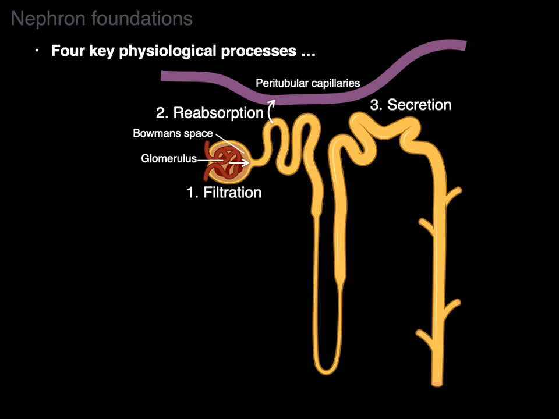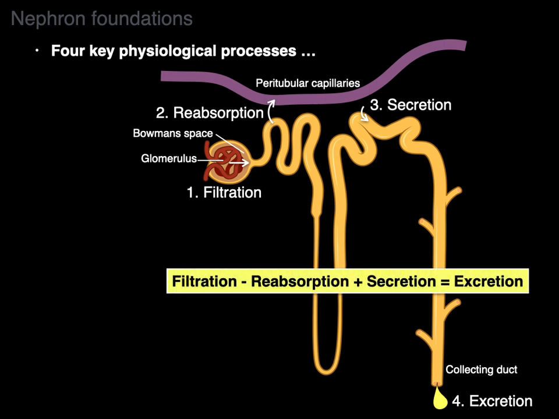Whereas secretion is the secretion of solutes into the tubular fluid. And excretion is when the collecting ducts take urine and put it in the calyces and you excrete it to the outside world. So filtration minus reabsorption plus secretion is what equals excretion.